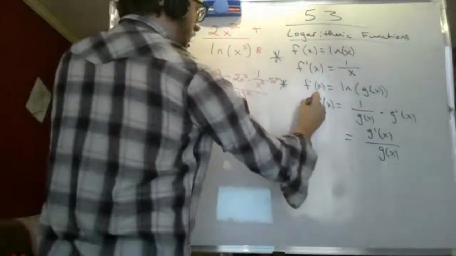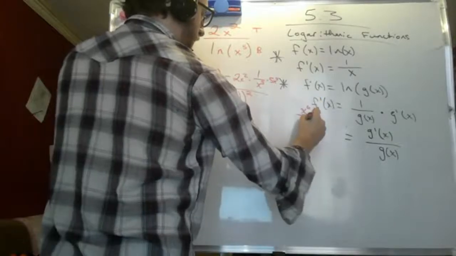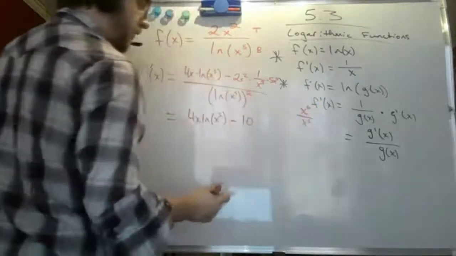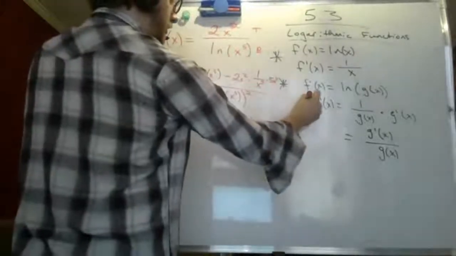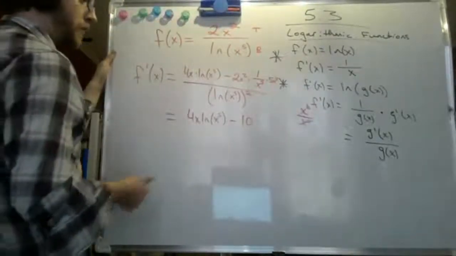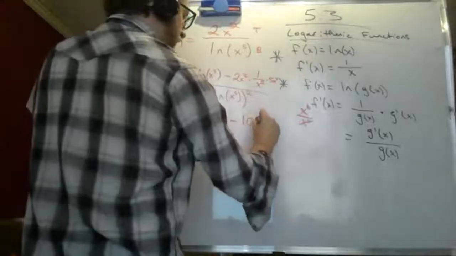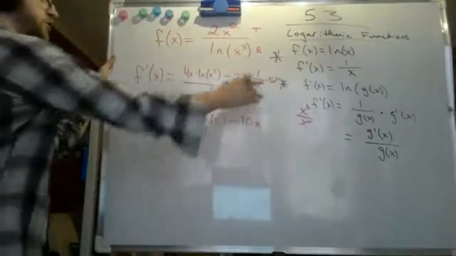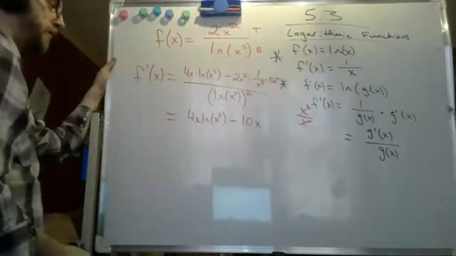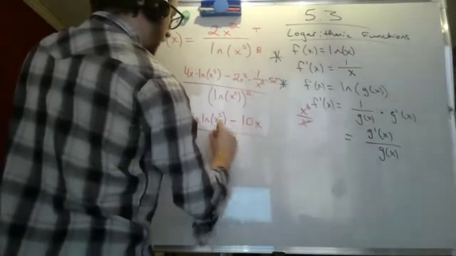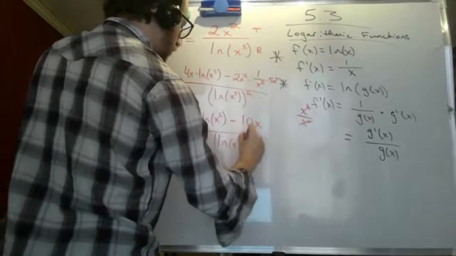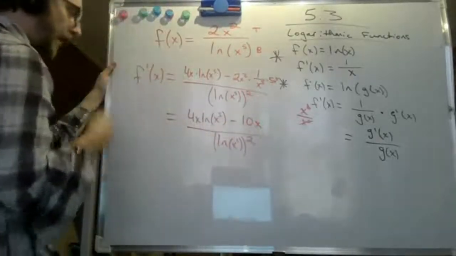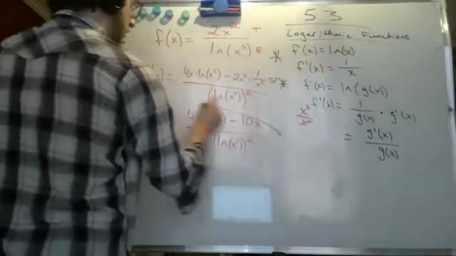And if you think about it over here, x to the sixth divided by x to the fifth, all the x's in the denominator are going to cancel. And it's going to leave us with a single x in the numerator. So we're actually going to have a negative 10x after we finish multiplying all of this out up here. And then we just divide by the natural log of x to the fifth quantity squared. And there you have it. This is our final answer.